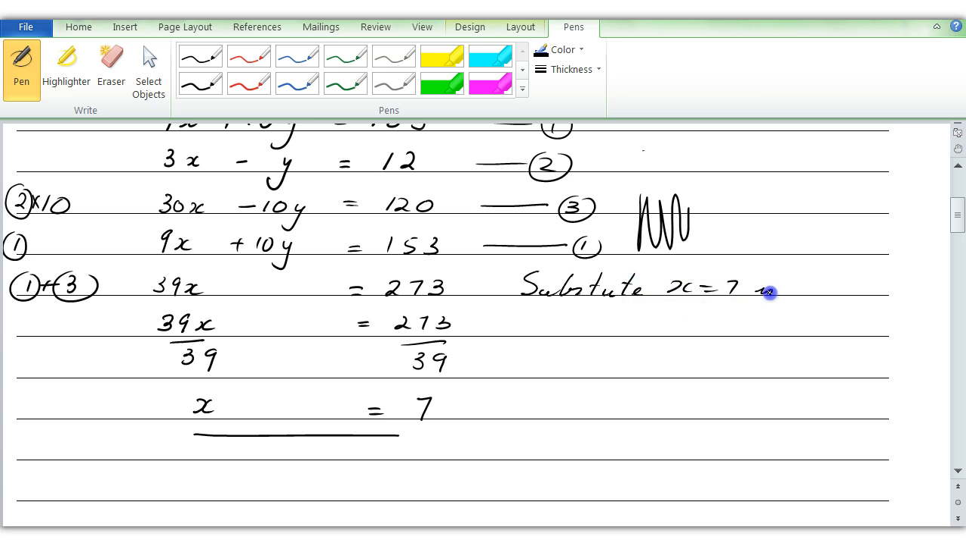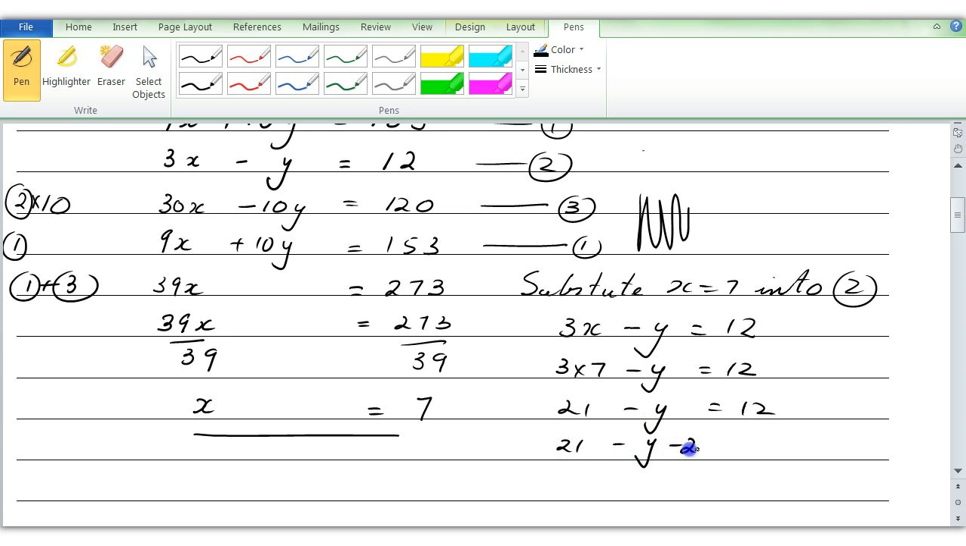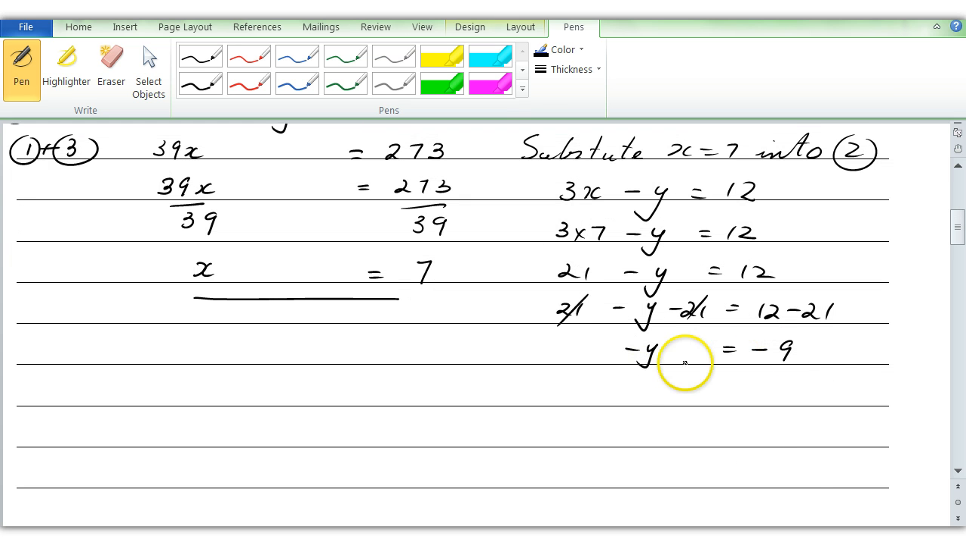x equal to 7 into one of the equations, and I'm going to substitute into this equation 2 because it's a simpler one. Writing down equation 2 here so we can see what it is. Substitute x equal to 7 into it. 3 times 7, take y, equals 12. 21 minus y equals 12. Take 21 from both sides to solve that equation. That'll cancel with that. So we have negative y is equal to negative 9. And if negative y is equal to negative 9, then y must be equal to 9.